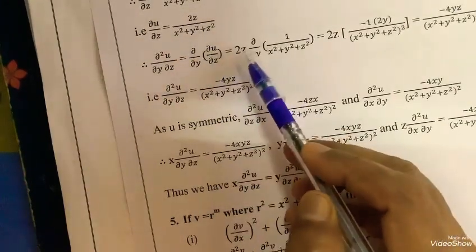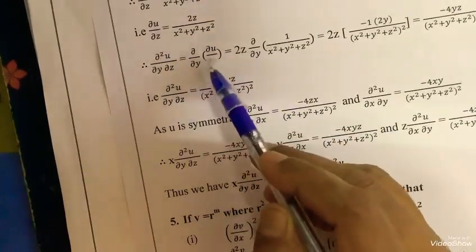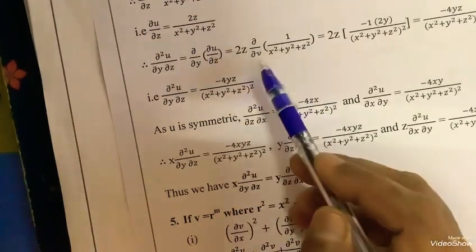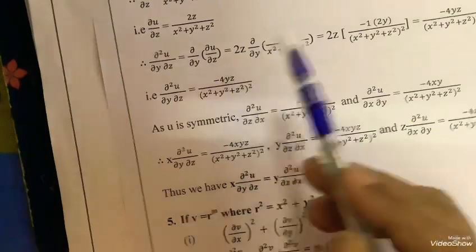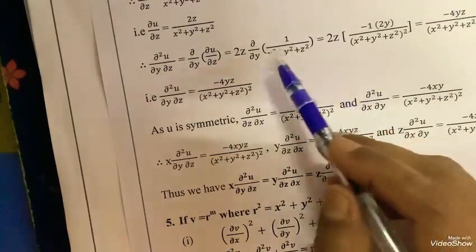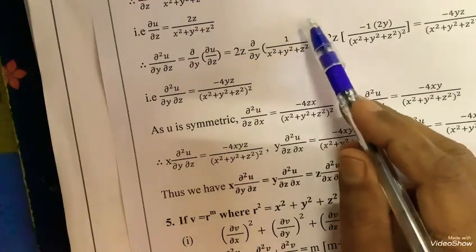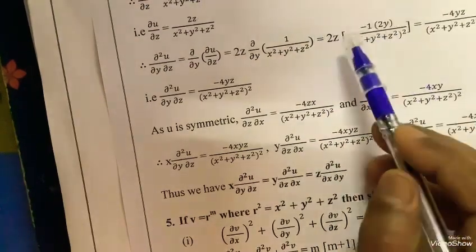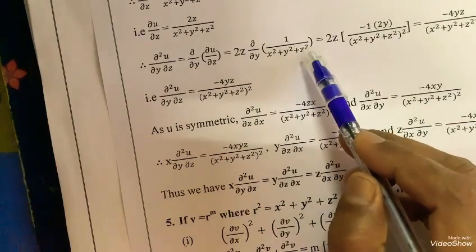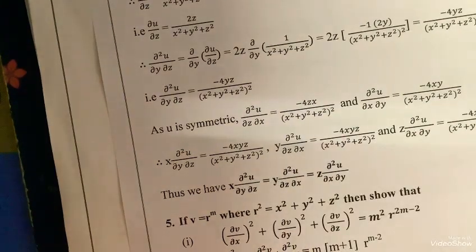So 2z is a constant, write it outside. Only you have to differentiate 1 upon x² + y² + z² with respect to y. What is the differentiation of 1 upon x² + y² + z² with respect to y? It is (x² + y² + z²) raised to minus 1. So it is minus 1 into 1 upon (x² + y² + z²) raised to 2. Because I think you already know the differentiation of 1 upon x is minus 1 upon x².